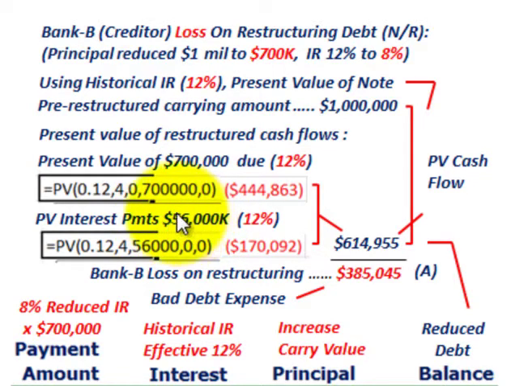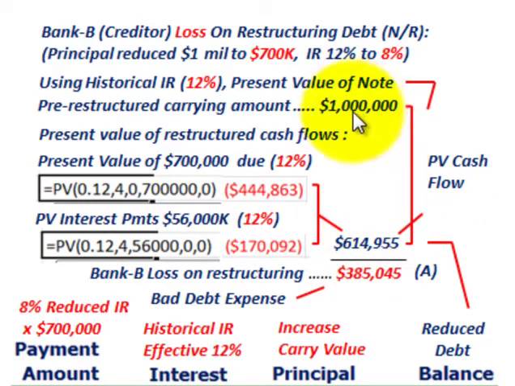So the interest payments they're going to be paid or received on this loan are $56,000, again at the 12% historical rate. Sticking that into your calculator, the present value of those interest payments is $170,092. So the present value of the principal plus the interest payments would be $614,950. So that's the present value of our restructured cash flow.